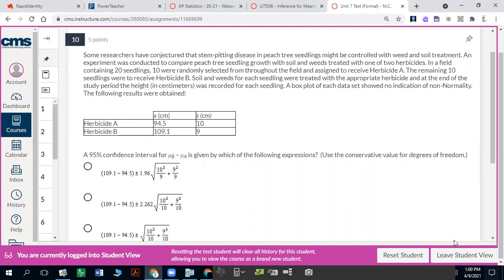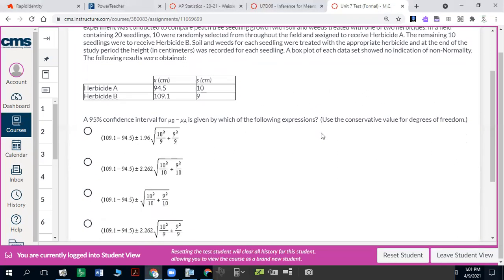Soil and weeds for each seedling were treated with the appropriate herbicide, and at the end of the study period, the height in centimeters was recorded for each seedling. A box plot of each data set showed no indication of non-normality. So basically the conditions were met. So what would be the confidence interval?